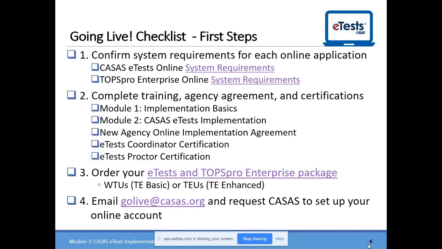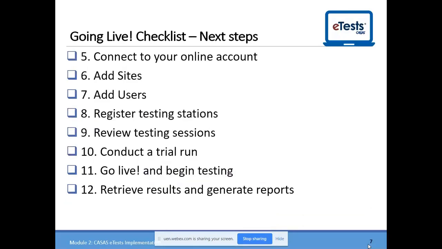The person that's in charge will need to do an agency agreement. And then, of course, you need to decide who's going to be coordinators, proctors, and we'll talk a little bit more about that. Once that's all done, you can actually order tests. Some of you may already have ordered tests. And then you email. If your agency has not used CASAS before, the first time for CASAS, we've been using it for ESL in the past, you need to email this go live to get set up.